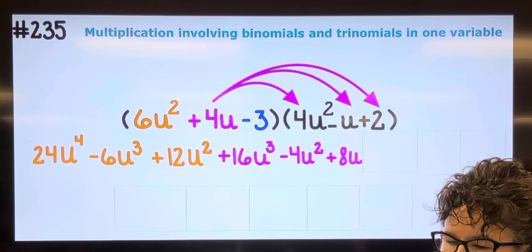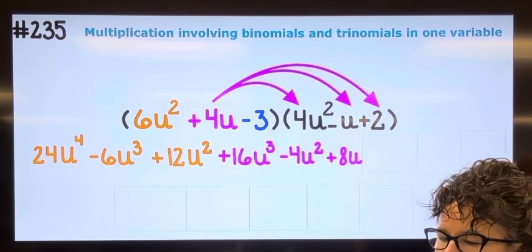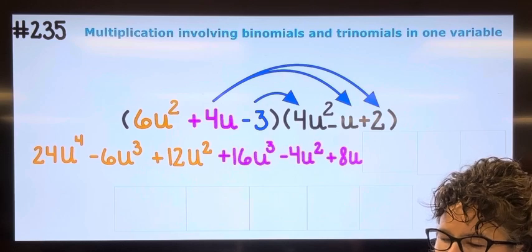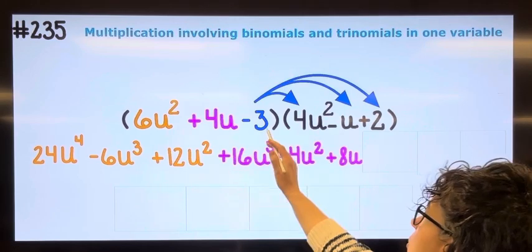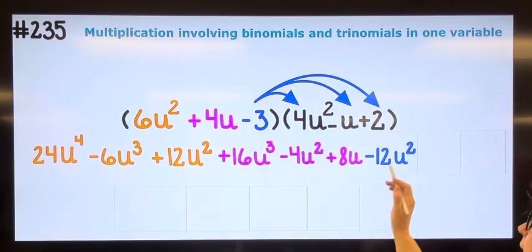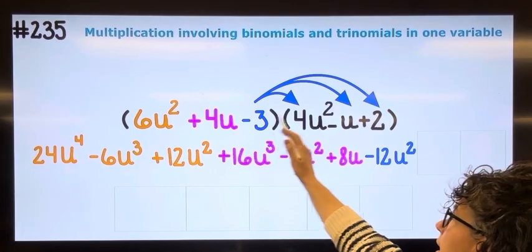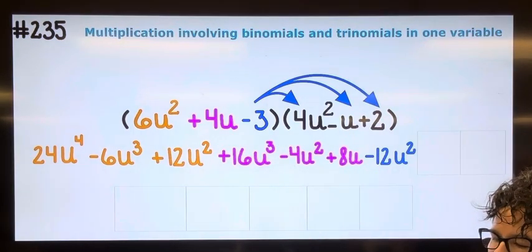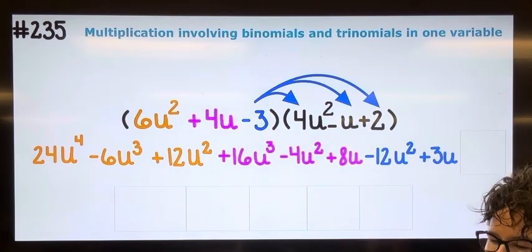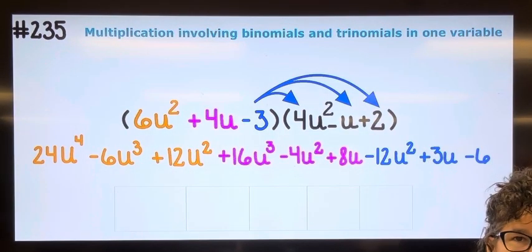And then finally, we're going to distribute this negative 3 to each one. So negative 3 multiplied by 4u squared is negative 12u squared. Negative 3 times negative u is positive 3u, and then negative 3 times 2 is minus 6.